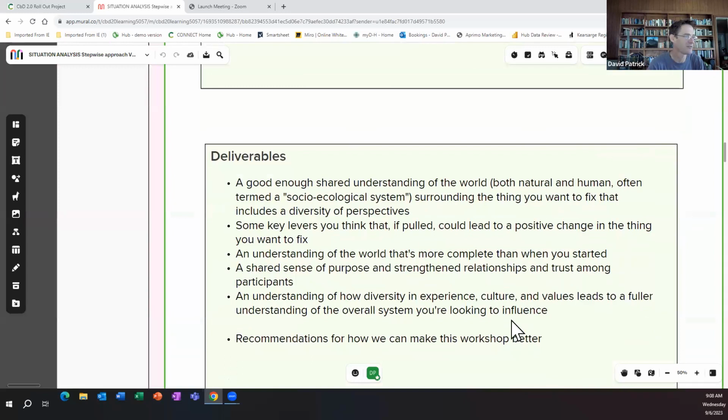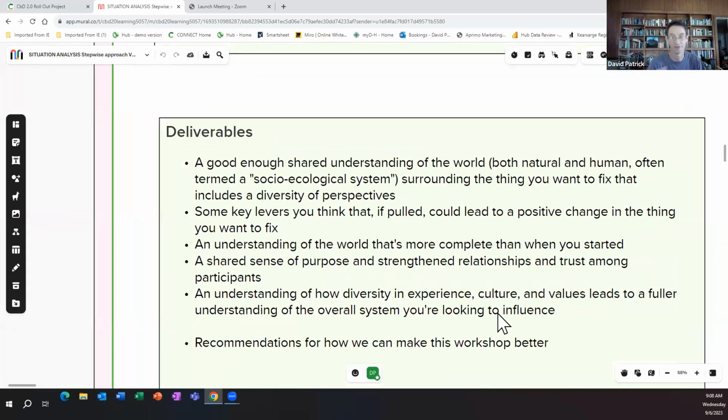So the deliverables from this workshop series, sort of what you'll have coming out of it, we hope is a good enough shared understanding of that context, both the natural and the human, what we often call a socio-ecological system that surrounds the thing you want to fix, your primary interest, the state of that primary interest. And we hope that will begin to have a diversity of perspectives included, recognizing that there's likely to be more work for you to do in that space. Again, based on our experience working with teams.